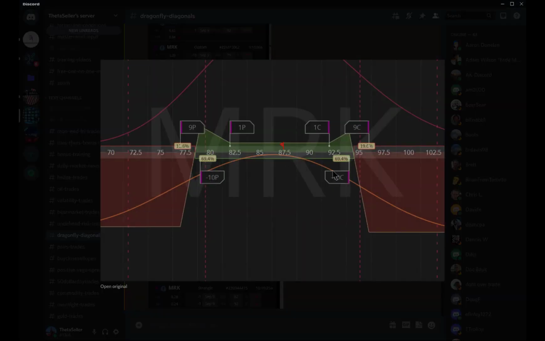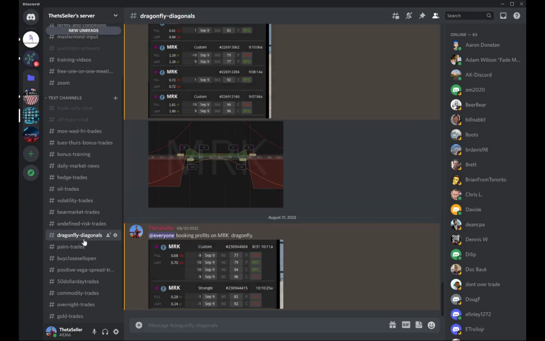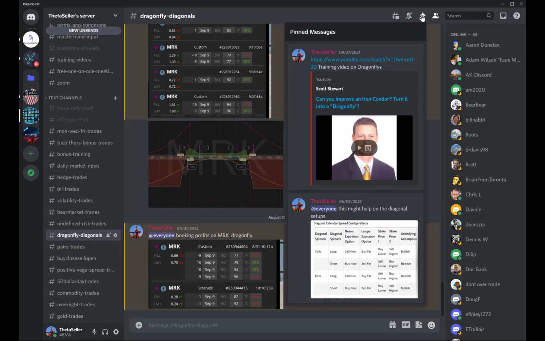Dragonflies. If you're not familiar with the dragonfly, it is, in my mind, an iron condor that is supercharged. I believe it is a way better setup than a normal iron condor. It has these kickers on either end, and it will give a little bit more protection than an iron condor does. They're a little bit more complicated to set up. So again, if you go to that channel, go to the top, hit the pin, you'll get a training video there that'll walk you through sort of how that works and how we do that.